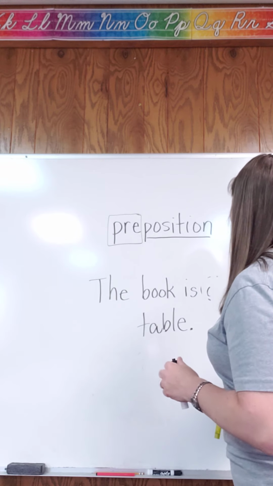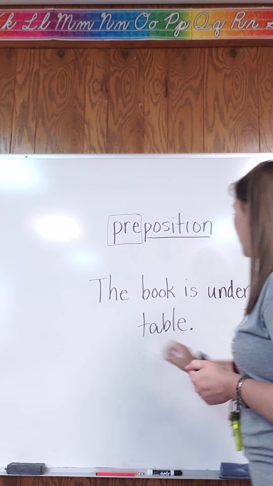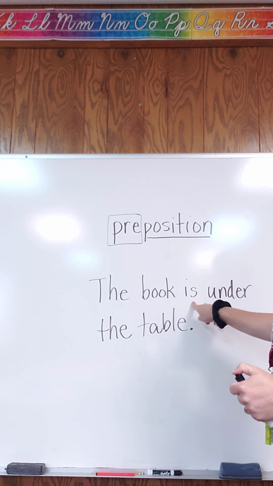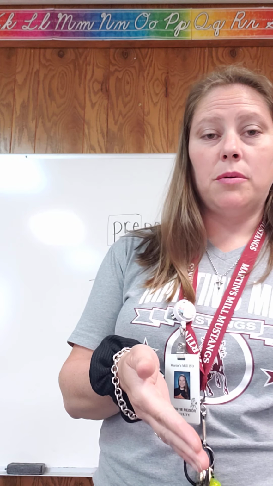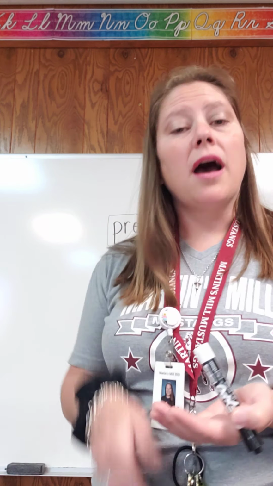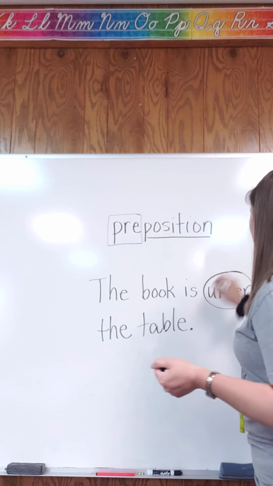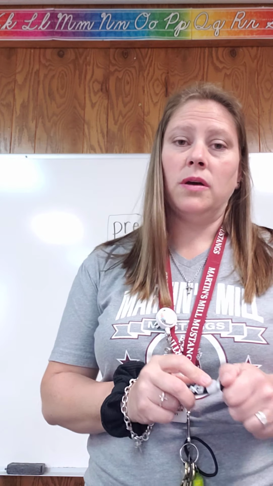Okay, if you changed that and gave it a new position, it works the same way. The book is under the table. Again, we know the relationship between the book and the table because the sentence tells us the book is under the table. Again, under is the preposition because it tells us the position of the book in relationship to the table. Okay, so as far as prepositions telling us where things are, pretty easy to remember that.